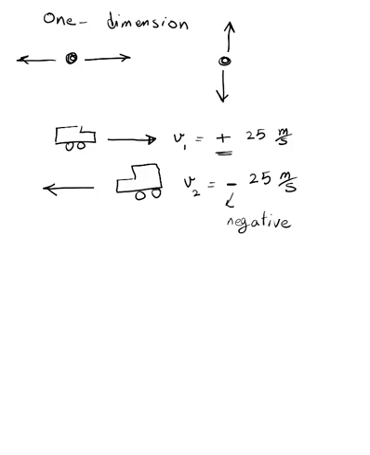Negative direction. Okay, so in physics, in one dimension, we define this axis X. Anything that is going in the direction of the axis is positive, and if it is going in the opposite direction, to the left, it is negative. So the velocity of car 1 is positive 25 meters per second. The velocity of car 2 is negative 25 meters per second.